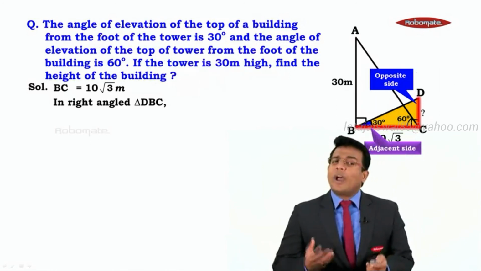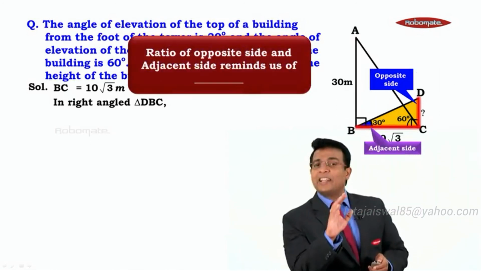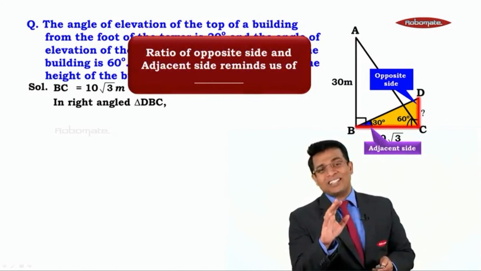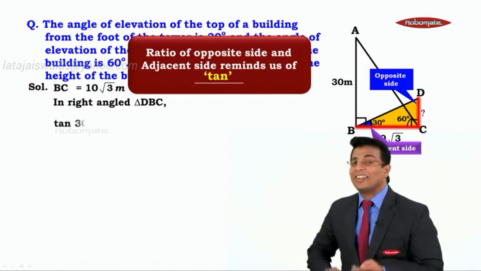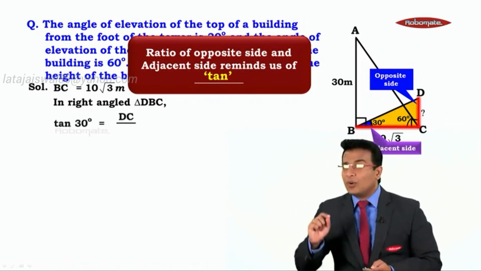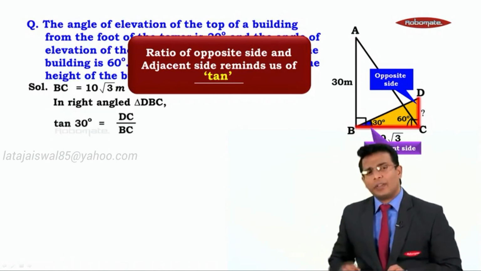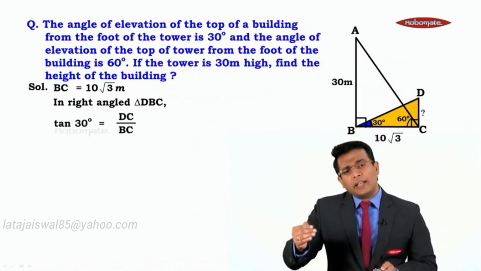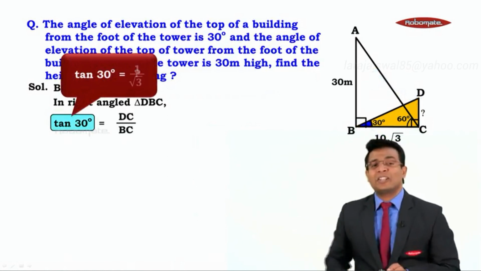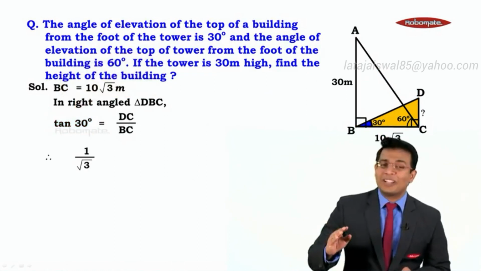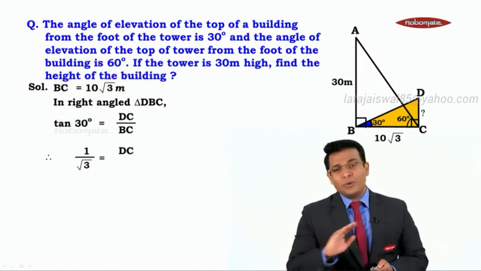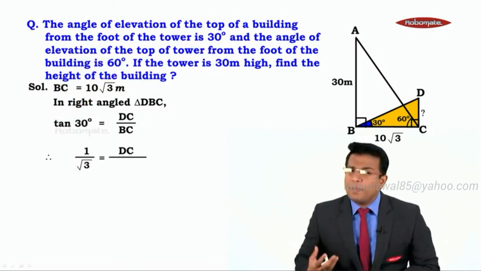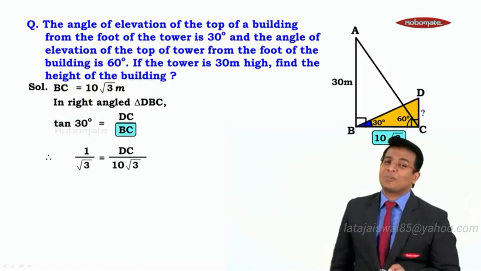So again we require a ratio which involves opposite side and adjacent side. So what's the ratio? It is tan again. So we're going to use tan of 30. So we write tan of 30 is equal to DC upon BC. Now substitute the value. The value of tan 30 from the trigonometric table we know is nothing but 1 upon root 3. So we substitute that value. And the value of DC we don't know. Keep it as it is. But what's the value of BC? It is 10 root 3. So we substitute that value.